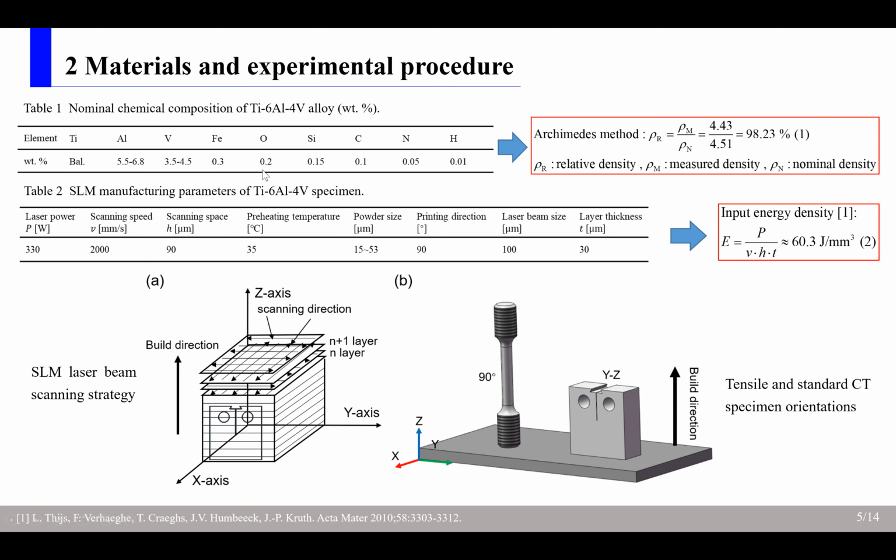Now I will introduce the materials and experimental procedure. Tables 1 and 2 show the nominal chemical composition and the process parameters of the titanium alloy. Relative density was measured by the Archimedes method, and the calculated input energy density is 60.3 joules per cubic millimeter. The SLM scanning strategy and the specimen orientations are shown in this figure.